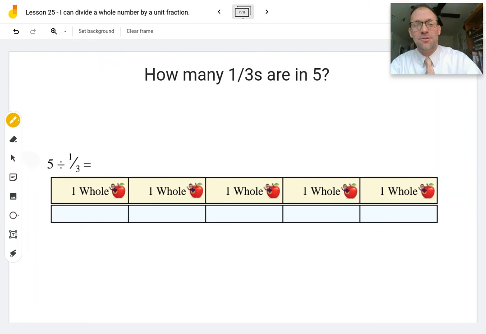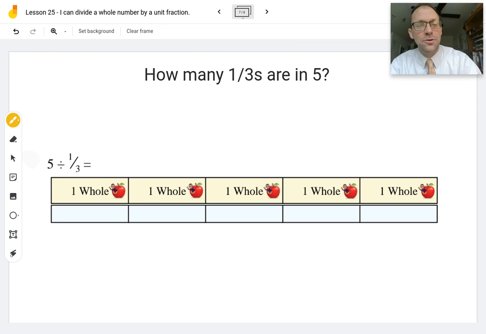All right, let's do one more. Okay, here we go. This problem is 5 divided by 1/3. And so that's another way to say how many 1/3 are in 5. Here are our 5 wholes. And we're going to divide each into thirds. I want you to go ahead and do that. Divide each of these into thirds and come up with what you believe is the quotient to 5 divided by 1/3. Go ahead.